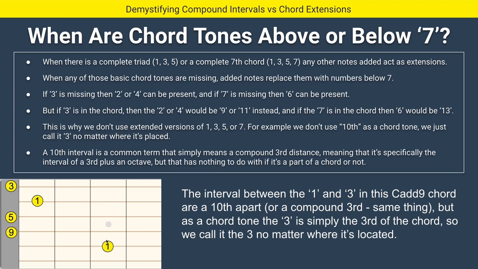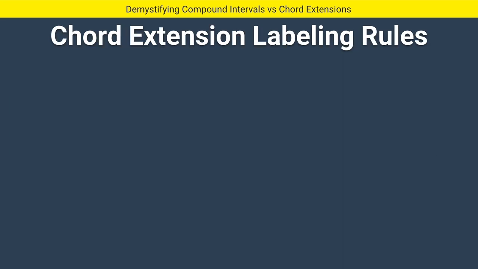I hope I'm getting some of those points across by repeating them in different ways. I'll say it one more time. This is the interval of a 10th, but the chord tone is just the third. We don't call it the 10th. The distance is a 10th away, or a compound third, but as a chord tone, it's just the 3, straight up. That was the main takeaway there.